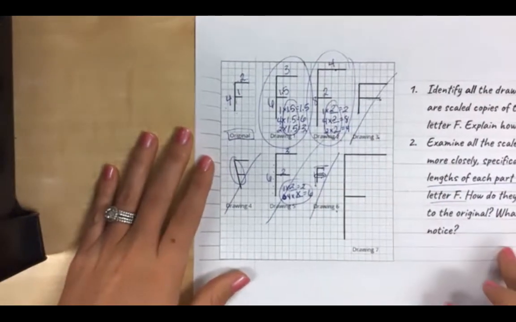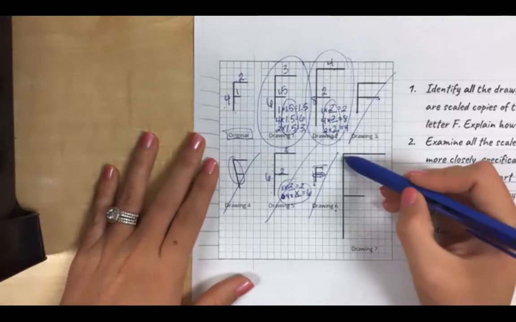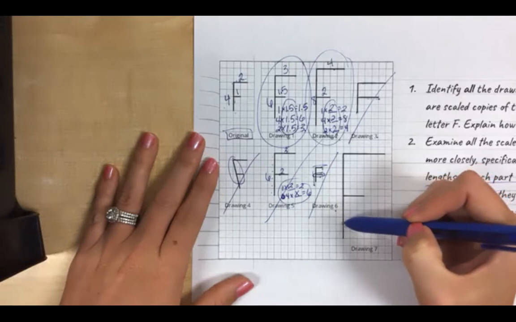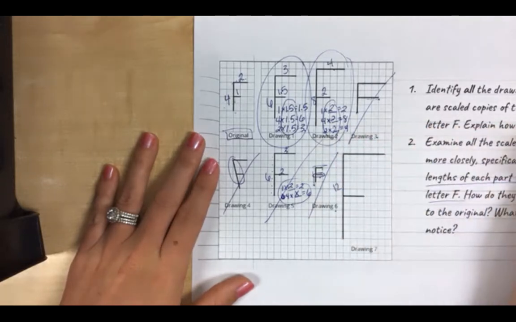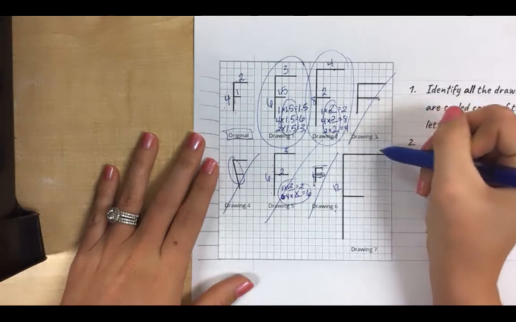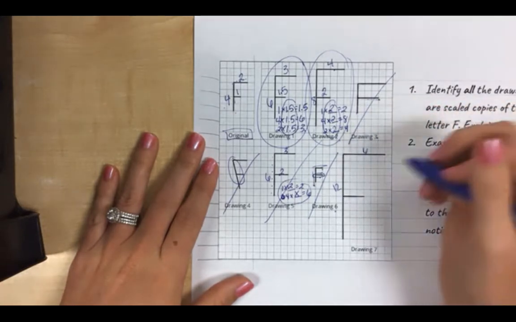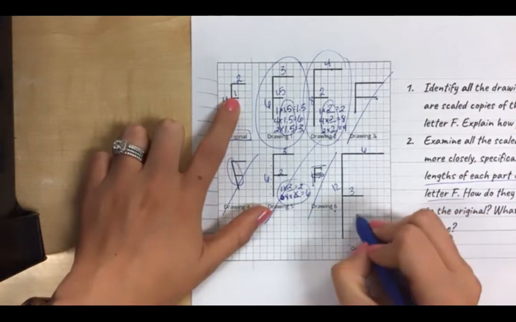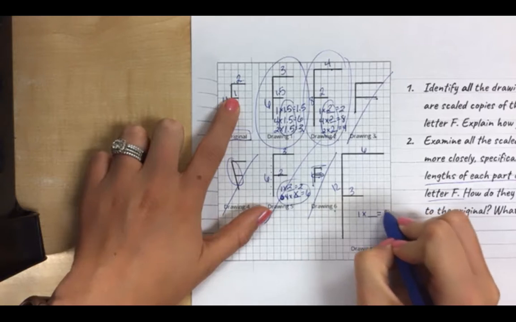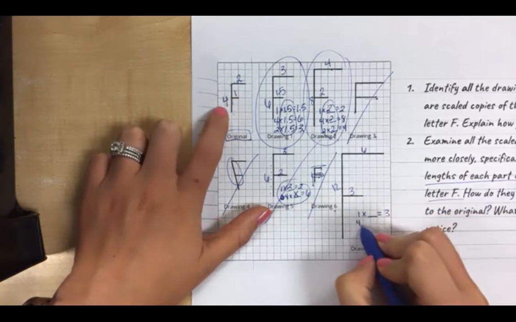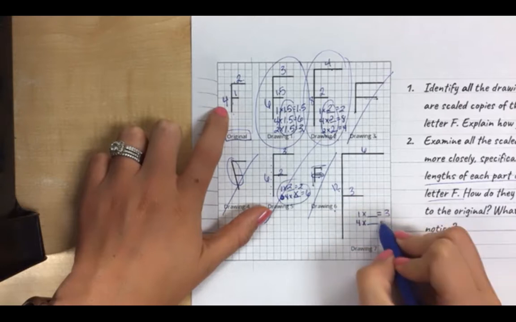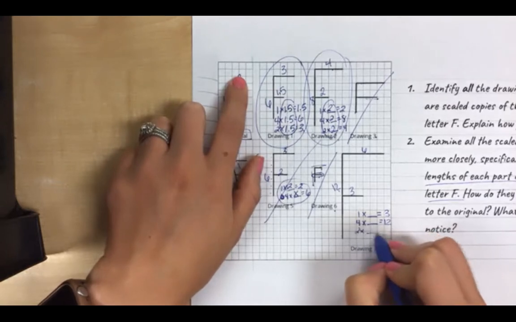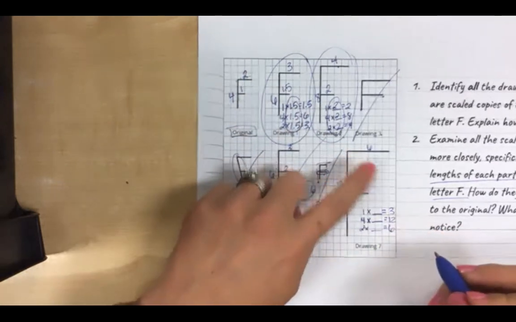So let's check drawing 7. Drawing 7 is 12 on the vertical, 6 on the top horizontal, and 3 on the bottom. So let's start with this small piece. 1 times what gives me 3? Then 4 times what gives me that 12 for that vertical? And 2 times what gives me 6 for that top horizontal?